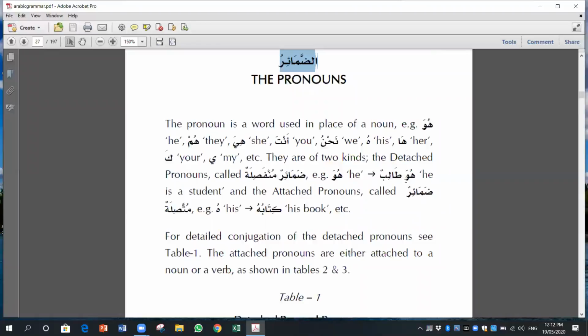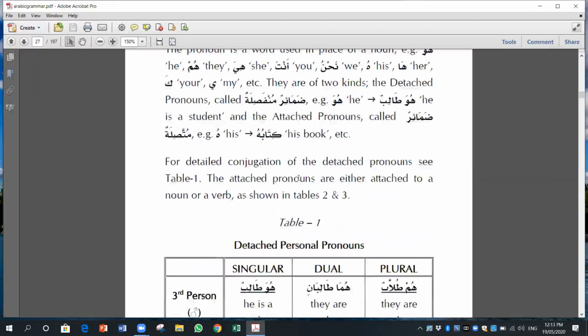Okay. So, like, I, we, you, they, them, their, etc. And the Arabic examples are huwa, hiya, huma, and inshallah we are going to study them in the form of a table, right?